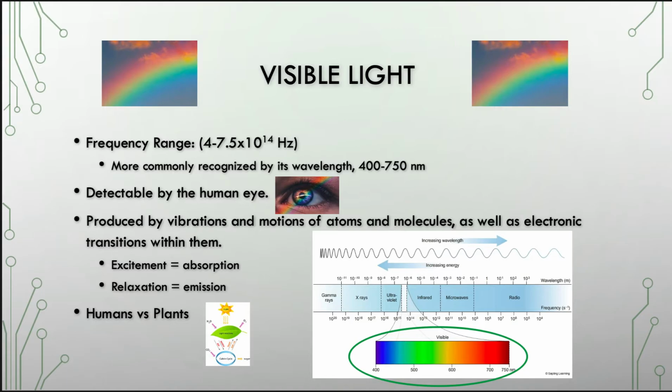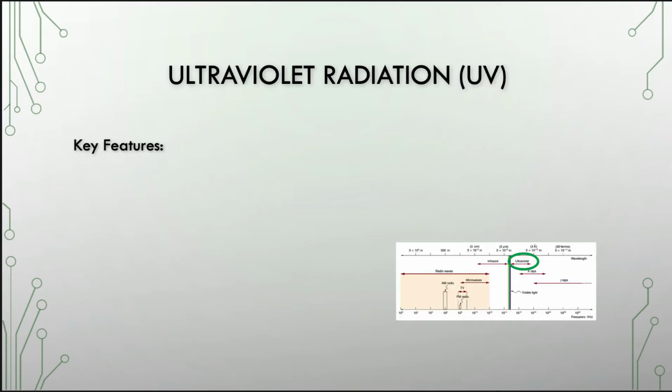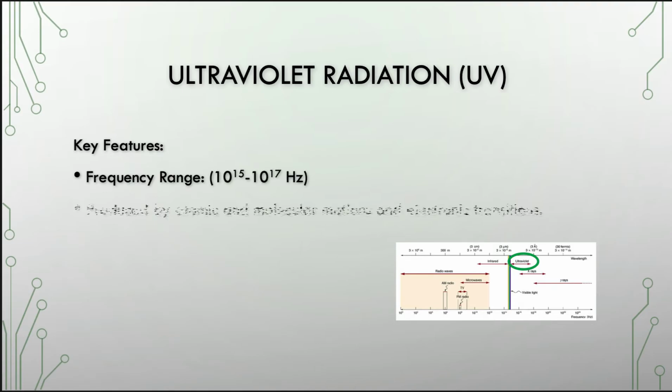Humans and plants use the visible spectrum slightly differently. Humans use all parts of the visible spectrum. Plants are more selective. Photosynthesis makes use of parts of the visible spectrum to make sugars. Side note, visible light has both particle and wave nature depending on how it is observed and what it is interacting with. UV radiation. It is produced by atomic and molecular motions and electronic transitions.